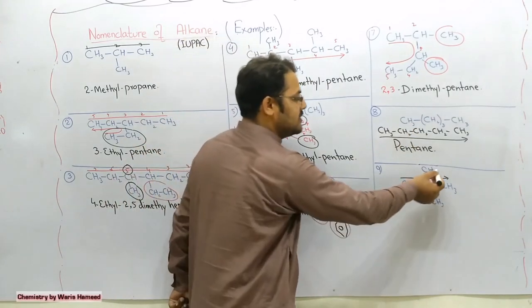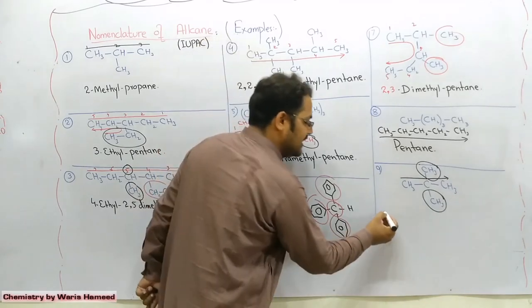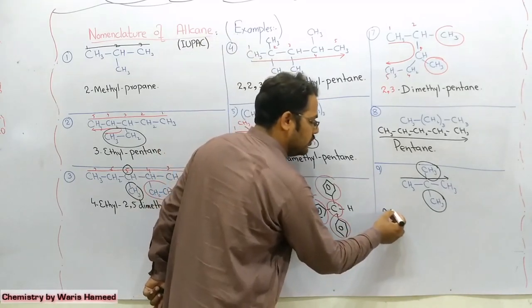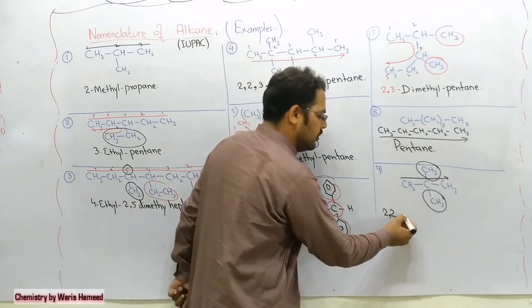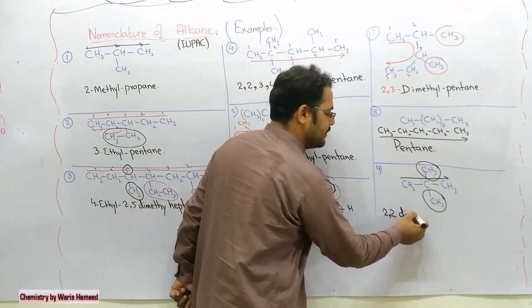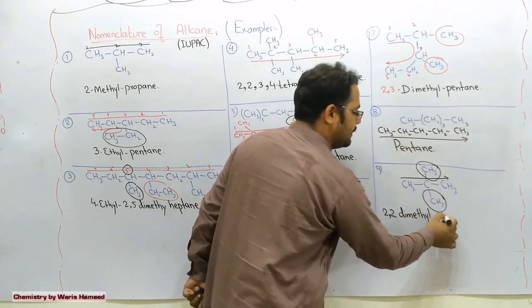The second carbon has 2 substituents, 2 CH3 substituents. So we have to write their position, 2, 2. And both substituents are methyl. So 2, 2 dimethyl propane.